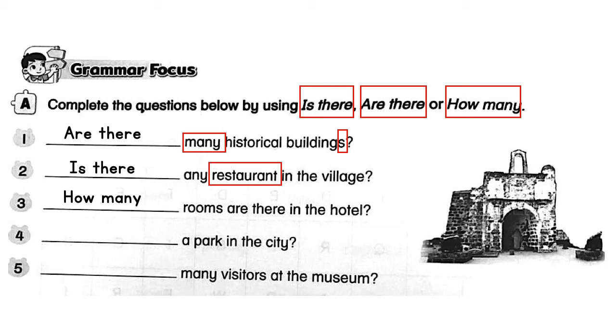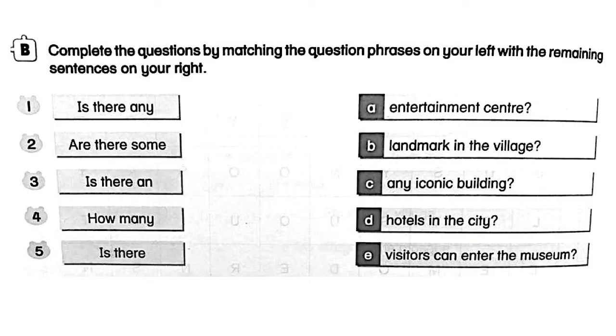Alright, 4. A park in the city. The keyword here is a park. So definitely the answer is is there. Is there a park in the city? 5. Many visitors at the museum. Okay, what is the answer? Okay, the keywords many visitors. Okay, so are there many visitors at the museum? Okay, have you got all the answers correct? Okay, let us look at the second part.